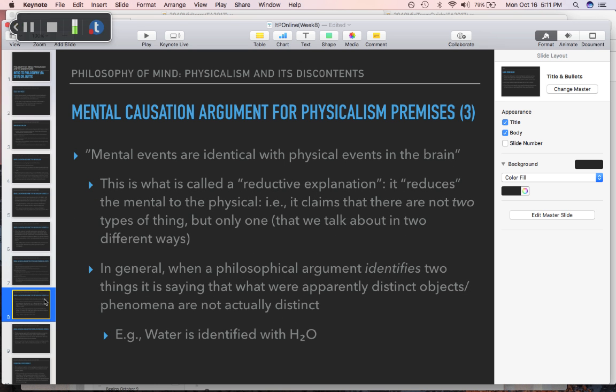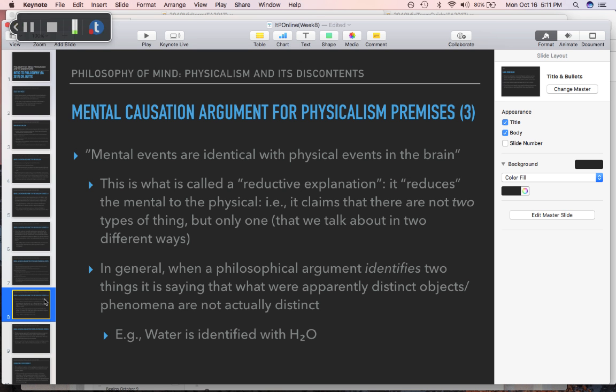So when we say that mental events are identical with physical events in the brain, we are giving what's called a reductive explanation. So the mental is reduced to the physical, right? Sort of absorbed into it. So instead of there being two distinct types of things, the physical sort of eats up the mental, right? Says, oh no, there's only one type of thing. And as I've already said, we talk about it in two different ways. And this goes back to what I said earlier.